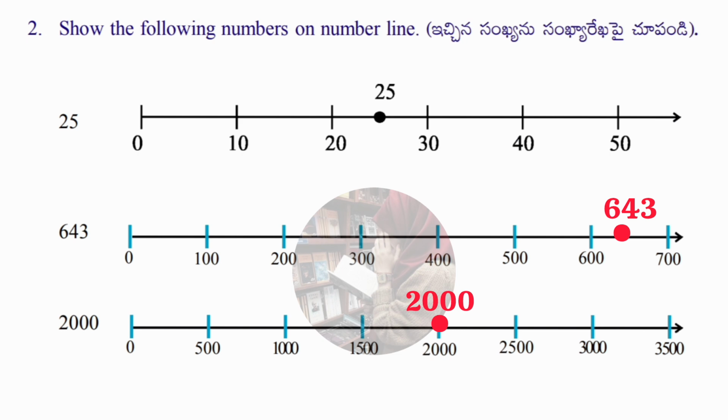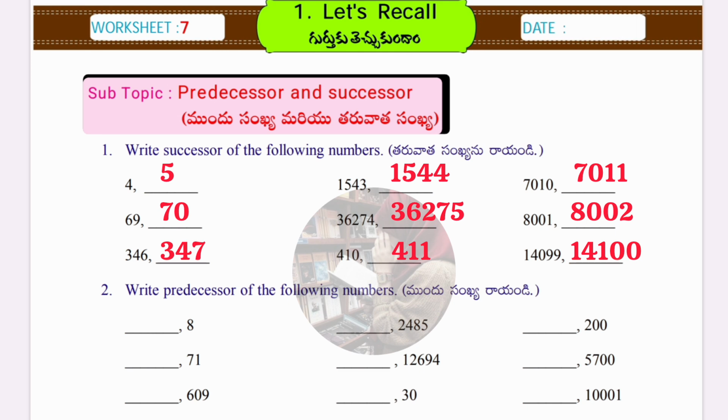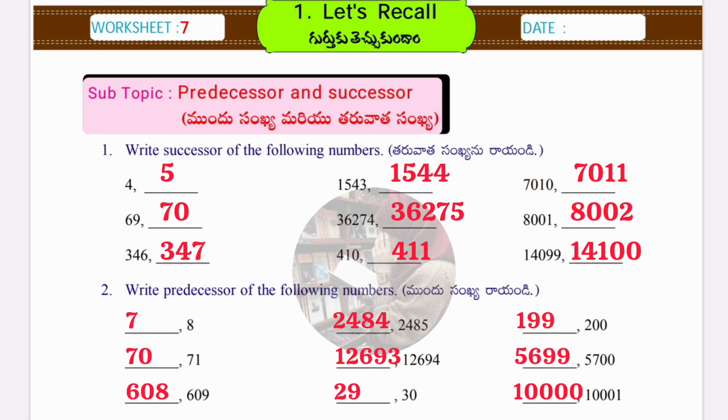Now we'll see the next worksheet, which is worksheet number 7. Here the topic is predecessor and successor. I already explained what this is. Successor means the after number and predecessor means the before number. So here in the first Roman we have to write down the successor of the given numbers. 4 is given, the next number is 5. 69 is given, 70 is the next number, like that.